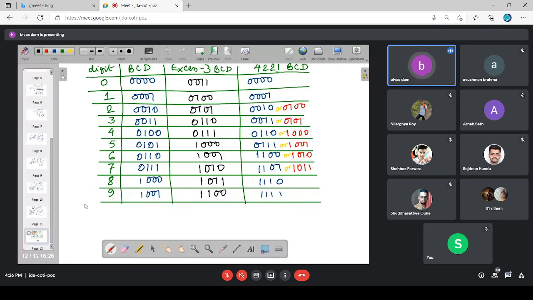What is the 9's complement of 0? 1, 1, 1, 1. No. What is the 9's complement of 0 in decimal? 9999. No, single digit. 0, 9. What is the 9's complement of 1? I am talking about minus 1. Yes, 8. 8, 7, 6, 5, 4, 3, 2, 1.